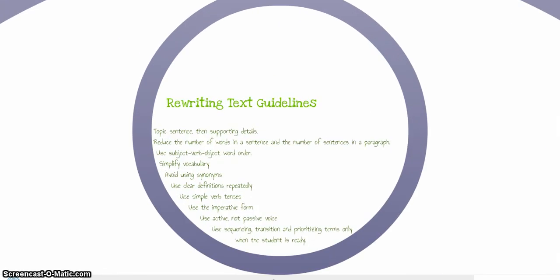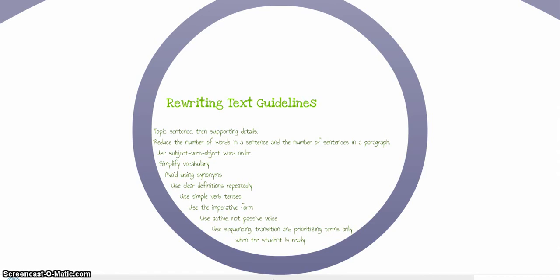Back to that rewriting text to help condense and to lower the language demand. Here are some of the guidelines that I have found. Limit what the passage is to the topic sentence and some supporting details. Make your sentences shorter, and the number of sentences in a paragraph also fewer. Make sure that you are using clear definitions. Use simple verb tenses. Use the imperative form. Use active, not passive voice.